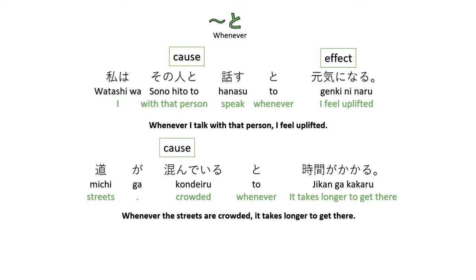So here we have the cause, the predicate, which is the crowded street. So whenever the streets are crowded, this is the cause. The effect is it takes longer to get there. So that is the function of to.